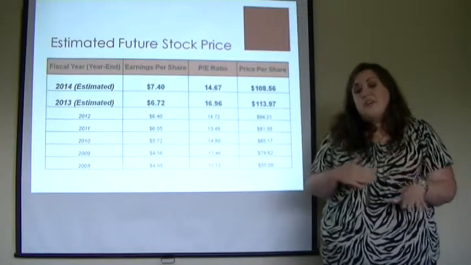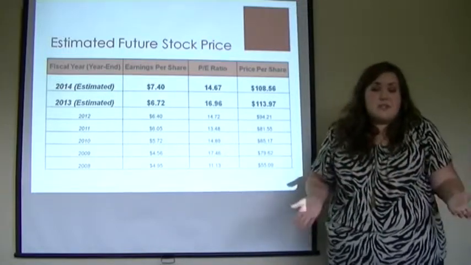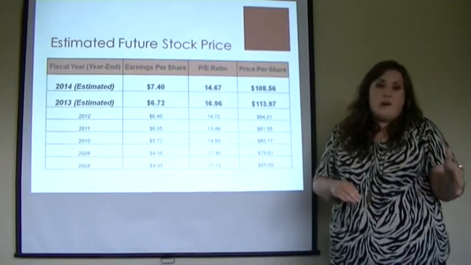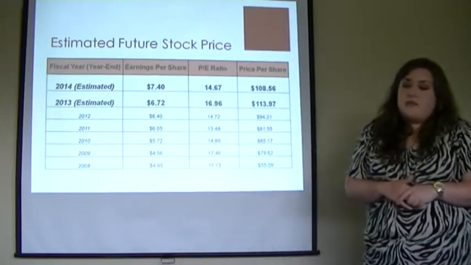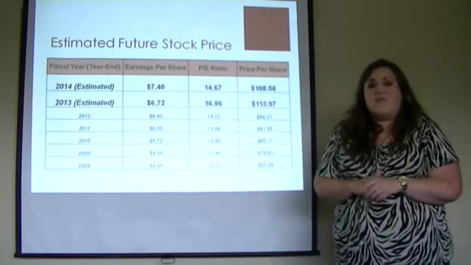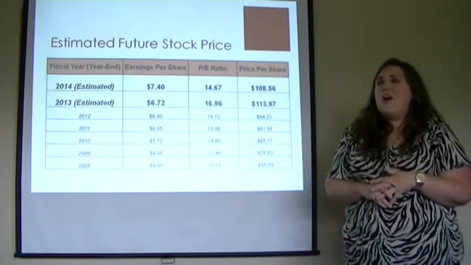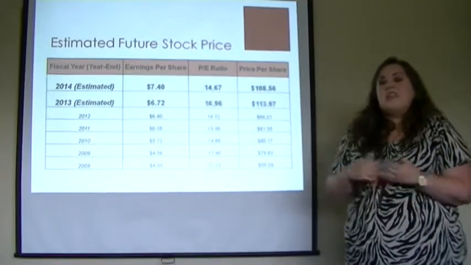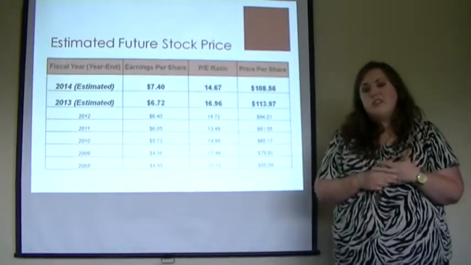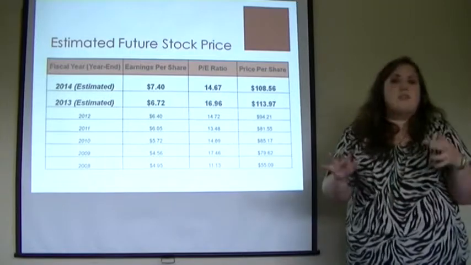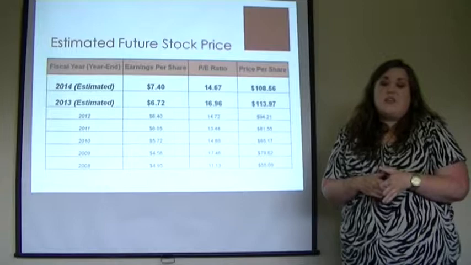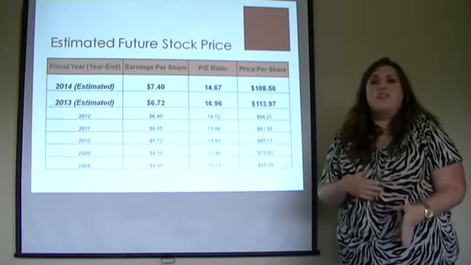As far as the fiscal year ending 2013, we don't know because we're not there yet, so this is going to be an estimated amount. And for 2014 also, it's going to be an estimated amount because we're not there yet either. As of right now, the stock price for 3M is about $107 to $108. By the end of 2013, we're looking at an estimated $113.97, 114 for the fun of it, I guess. And then for 2014, we're looking at about $108 to $109.